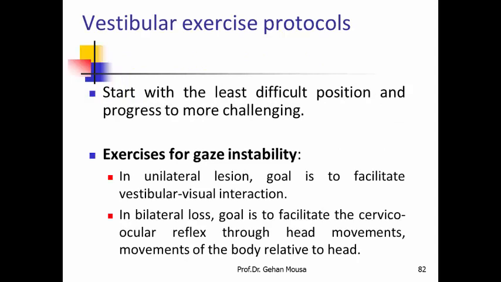The vestibular exercises protocol starts with a slightly difficult position, so it starts with gaze instability. Gaze exercises can facilitate vestibular-visual interaction. In cases of unilateral lesion, it can facilitate the cervico-ocular reflex through head movement of the body relative to the head. This is in case of bilateral loss.